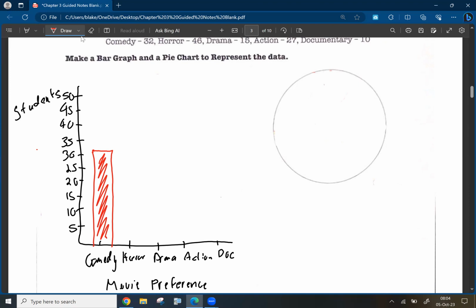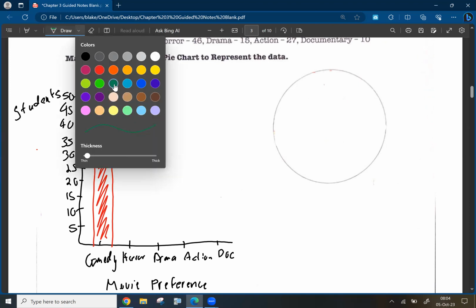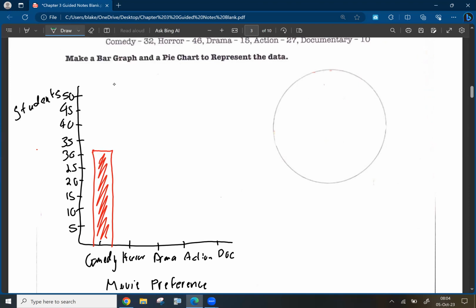Horror. So horror was 46. So we're going to have to make that bar go up, obviously. You can see where 45 is. 46 is slightly higher than that. So 46 right about here. And the drama's next. Drama was 15. So that one's only going to go up to 15. So that's right about this high.